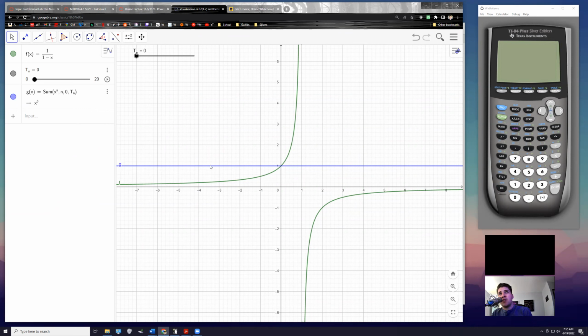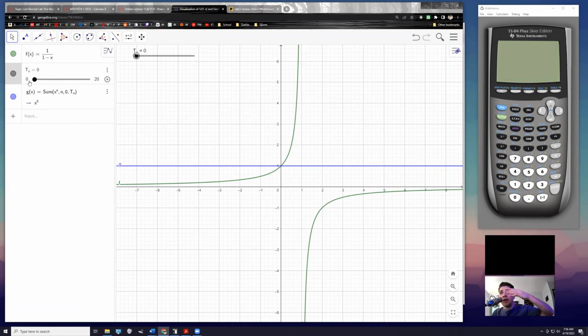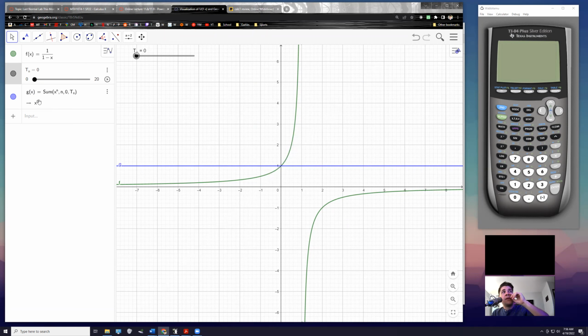G currently is just a horizontal line at 1, because if you look at how I defined G, it's the sum of x to the n, which is just the power series representation, as n goes from 0 to t n. This slider will add more terms, so I could do 1, 2, or 3 terms, and it will build that Maclaurin series as I continue. Right now it's showing x to the 0 power, which is equal to 1, so currently we just have 1. That's all that's being graphed.